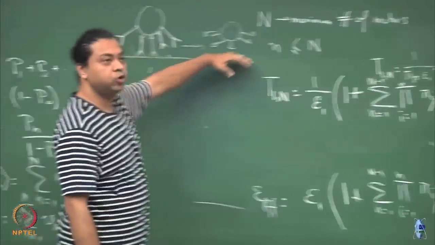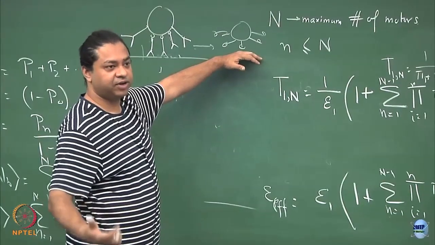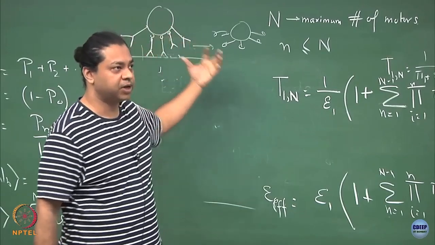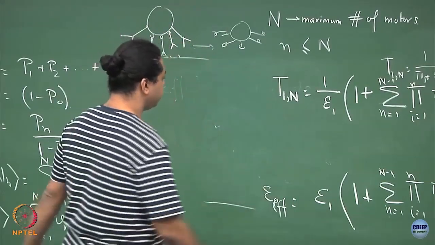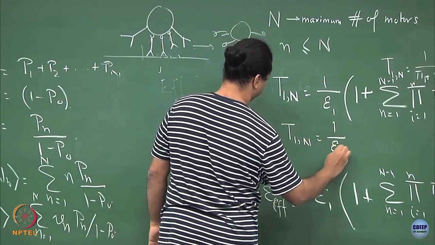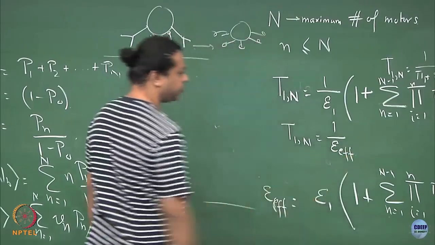And those non-trivial effects come because of these non-trivial force-velocity or force-unbinding rate dependencies. Okay. So, this T 1 comma n is nothing but the inverse of this effective unbinding rate, and that comes out from this calculation.